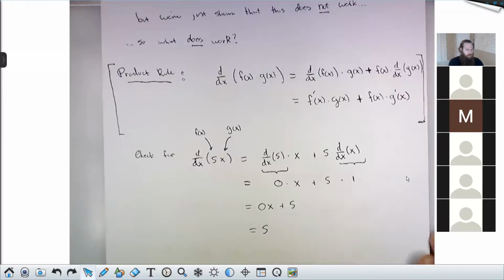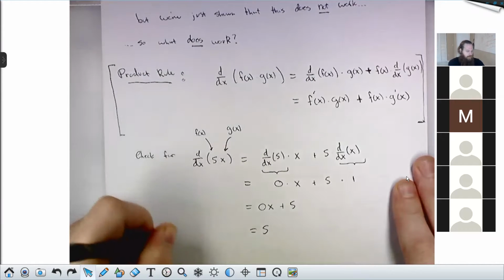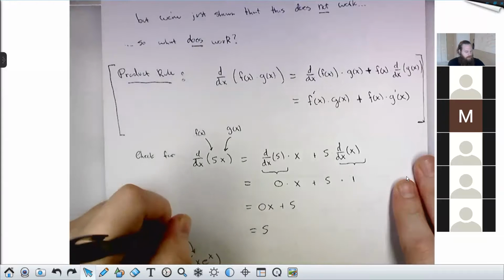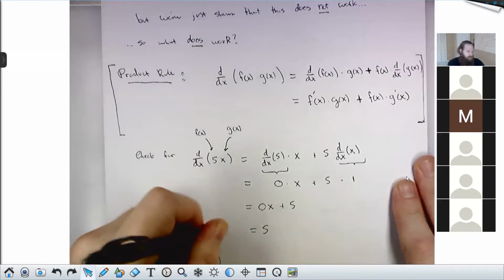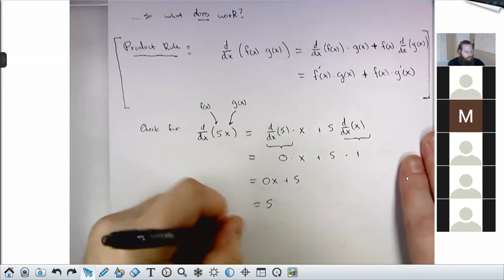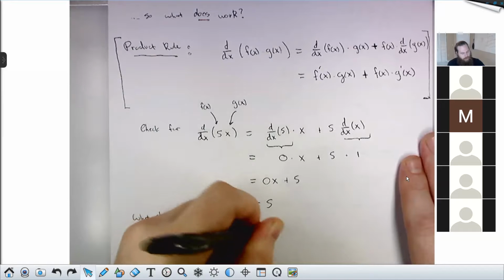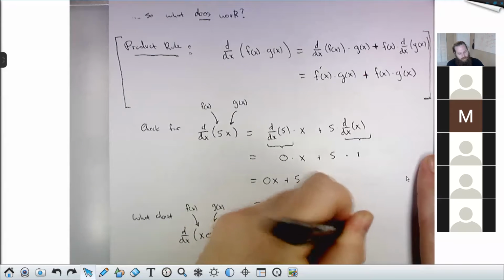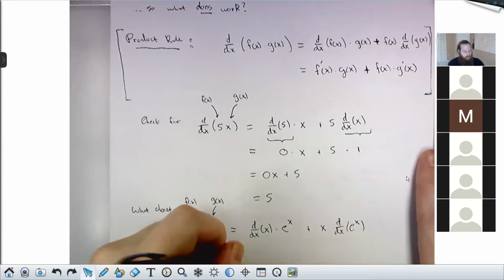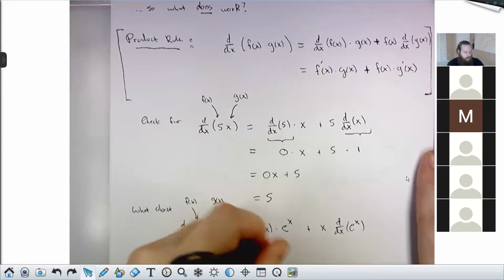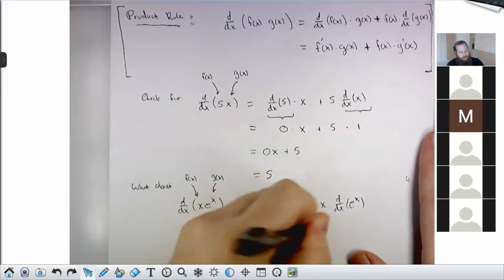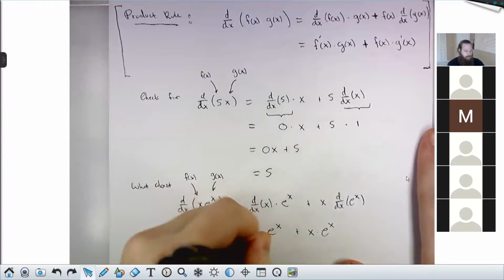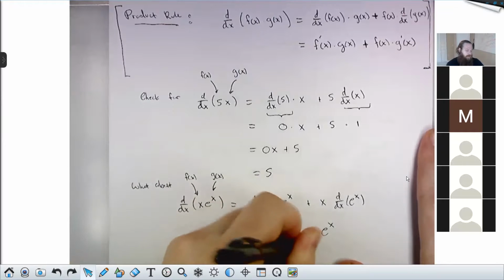But now the good news. What about d dx of x e to the x? Again, f of x is here, g of x is here. This should be the derivative of the first times the second left alone plus the first times the derivative of the second. d dx of x is 1, so this is 1 times e to the x plus x times d dx of e to the x. Well, d dx of e to the x is e to the x. So that's your derivative of x e to the x. It's e to the x plus x e to the x.